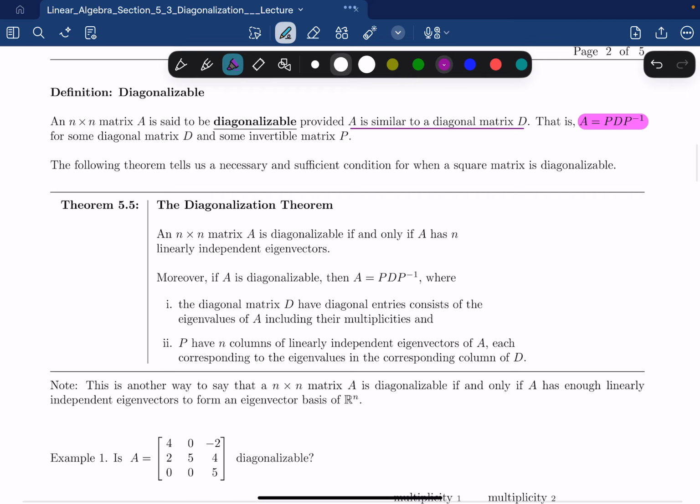Right away, we have the diagonalization theorem, Theorem 5.5. An n by n matrix A is diagonalizable if and only if A has n linearly independent eigenvectors.